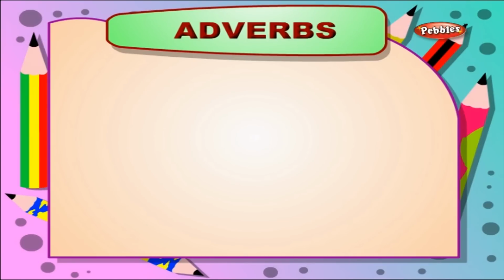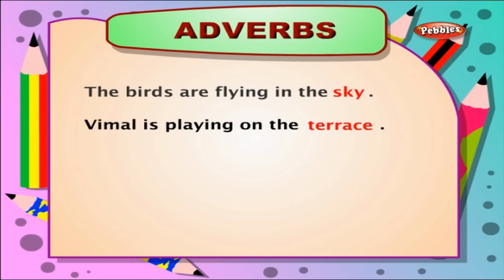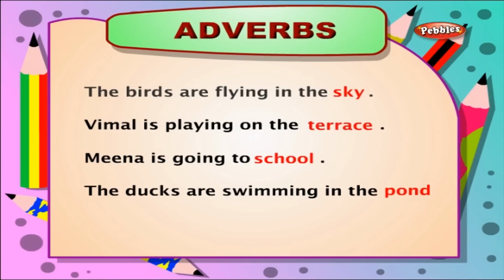Look at these sentences. The birds are flying in the sky. Vimal is playing on the terrace. Meena is going to school. The ducks are swimming in the pond. Here the words sky, terrace, school, and pond tell us where the action is done.